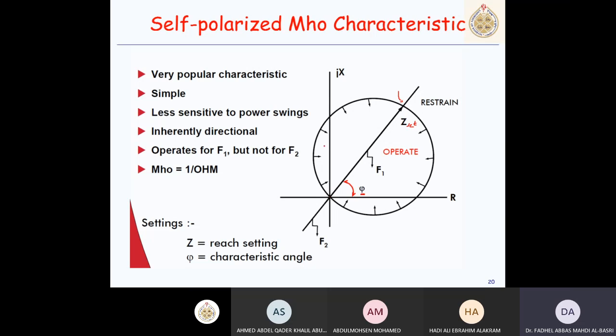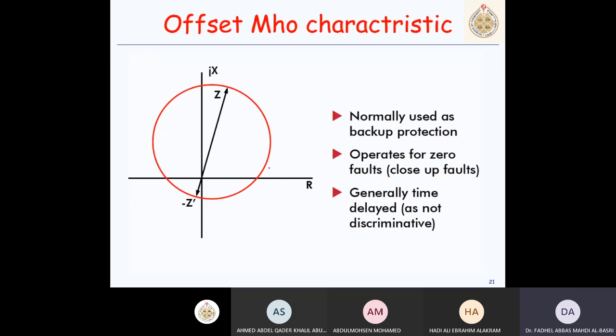So if the fault is inside the small area, the relay operates. If outside, it restrains. This is the advantage here. I don't have to use a directional unit. And offset mho is used normally as a backup.